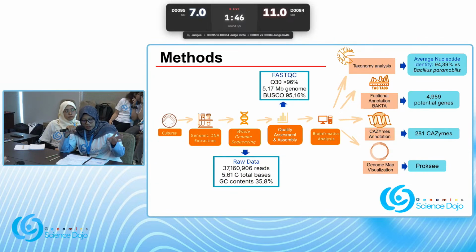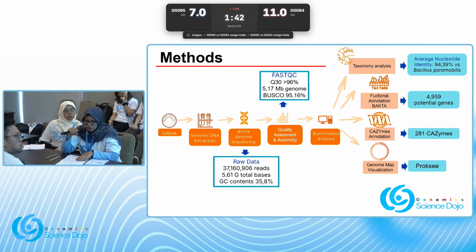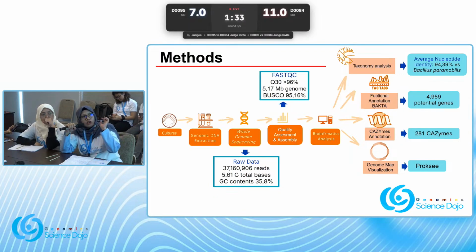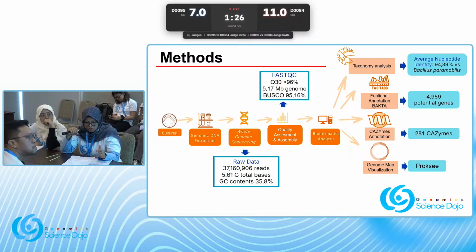We did the work from isolate culture until the bioinformatic analysis process. We found from taxonomy analysis that our isolate has 94% similarity with Bacillus paramobilis, which indicates a new strain, maybe a new species. Based on functional annotation with Bakta, the genome has almost 5,000 potential genes, and we found 281 CAZymes. And we can define the genome map visualization based on our WGS data.